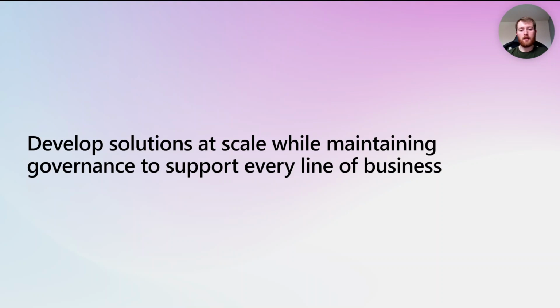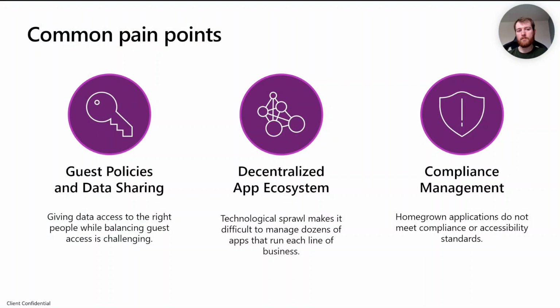This next point is around developing solutions at scale, but also looking at the governance side. So to IT, if you're listening, this is where you need to jump in. Some of the common pain points are guest policies and data sharing. How do we limit that? How do we balance that? How do we monitor that? You've got a decentralized app ecosystem. If you've got loads of apps all over the place, it can be difficult to manage, especially with line of business applications: what's being used, what isn't being used. And then compliance management. If a lot of apps are being built by end users, sometimes they might not meet compliance and accessibility standards. So how do we manage that?